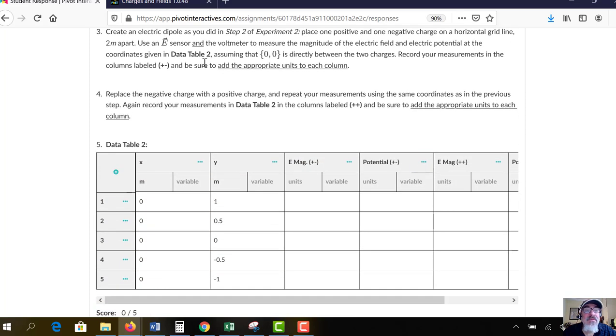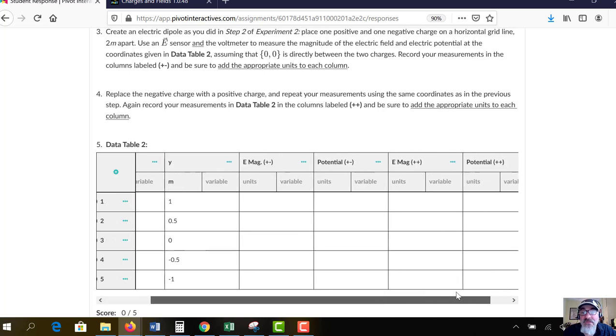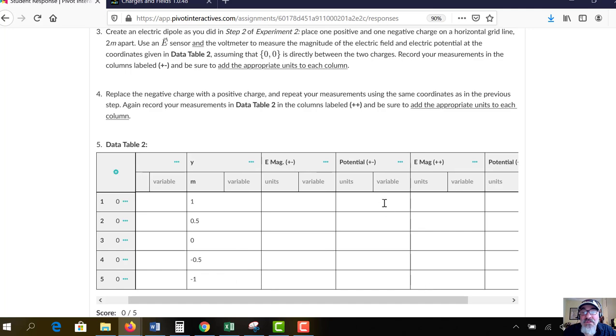Okay, and then just go through here. It spells out everything. I don't want to read all of these for you, but this will tell you where to put charges. Create an electric dipole as you did in step 2 of experiment 2, and then go ahead and fill out the data table. There's a little bit over here too. So potential, that means voltage again.